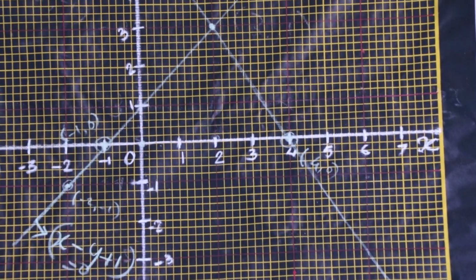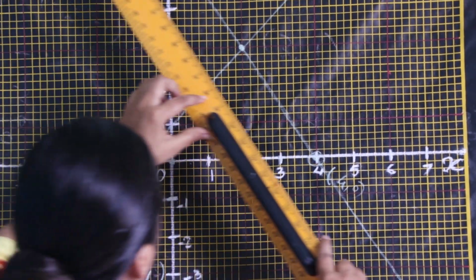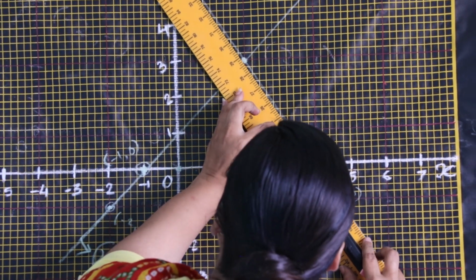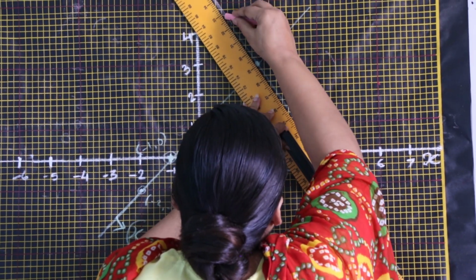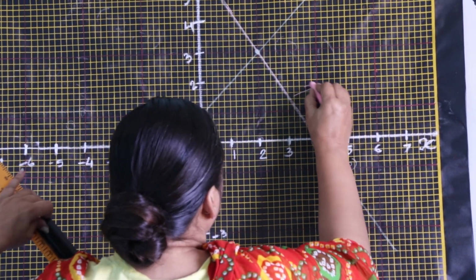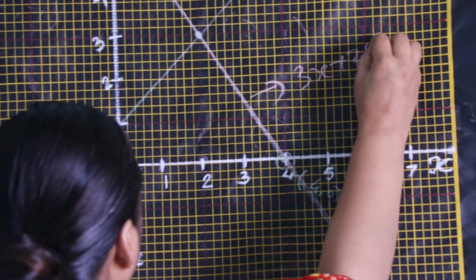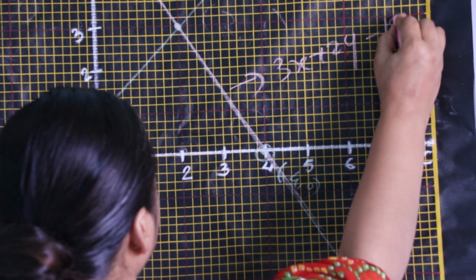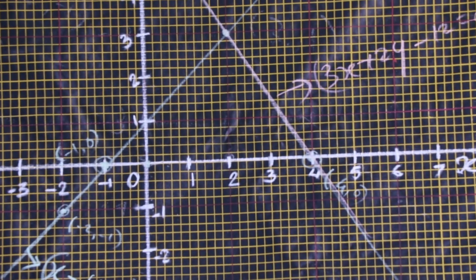And what is the second equation? This is our second line. Once again, I will use a different color so that you understand. What is the second line now? 3x plus 2y minus 12 equals 0. This is your second line, right?